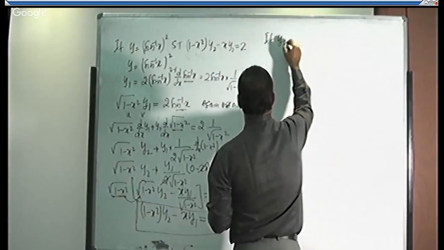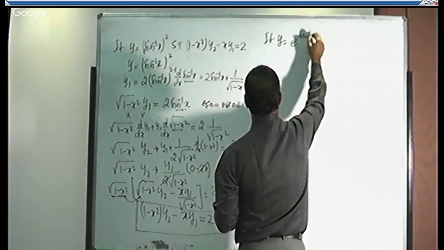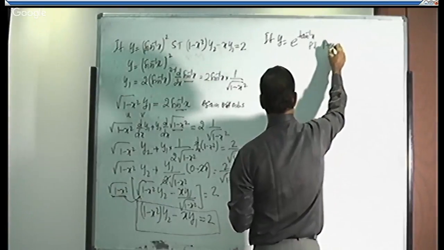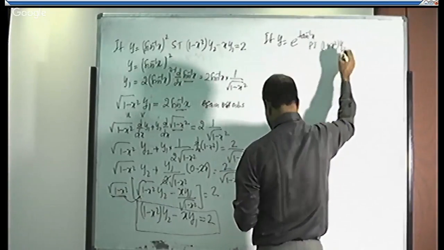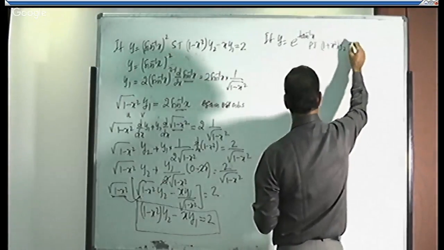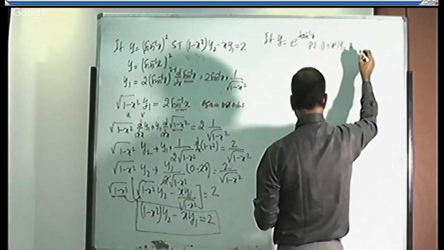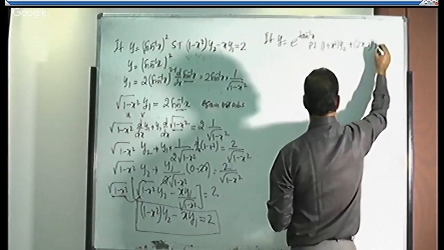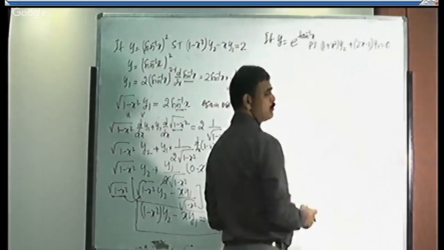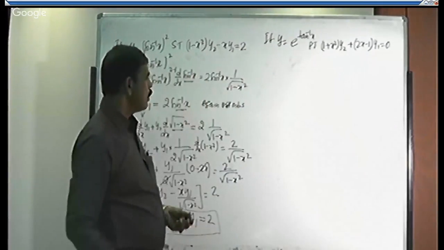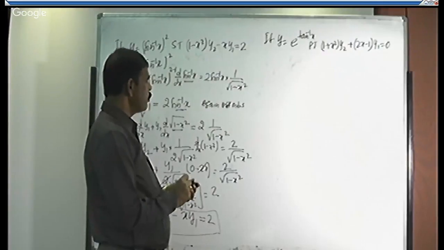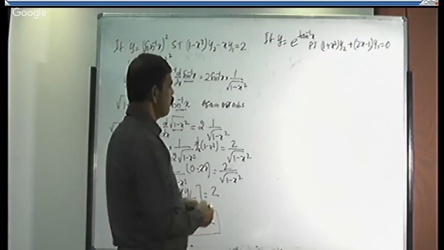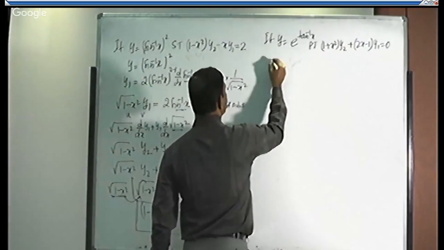If y is equal to e to the power of tan inverse x, prove that 1 plus x square into y2 plus 2x minus 1 into y1 is equal to 0. So what you will get? 1 plus x square into y2 plus 2x minus 1 into y1 is equal to 0. You just take the y, differentiate it.